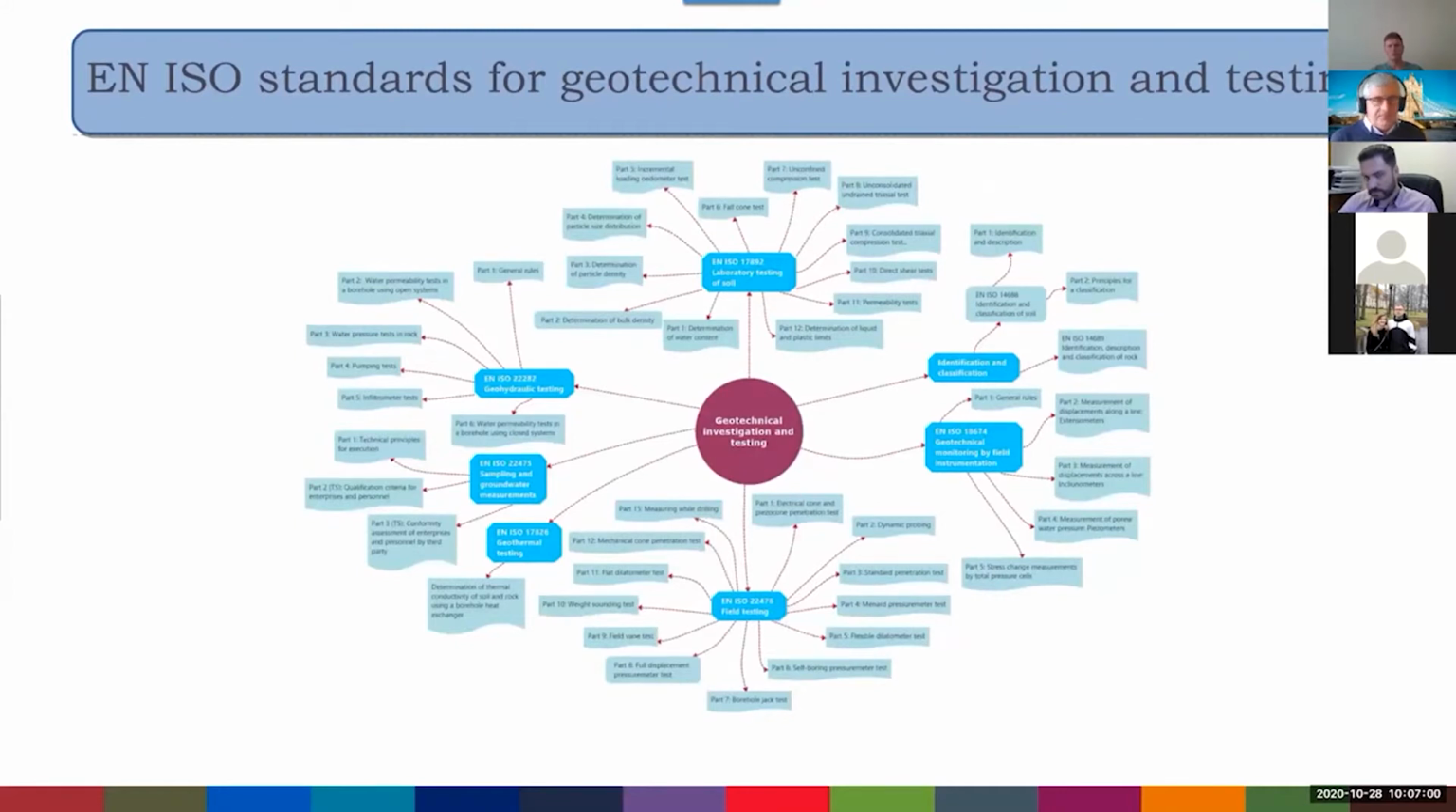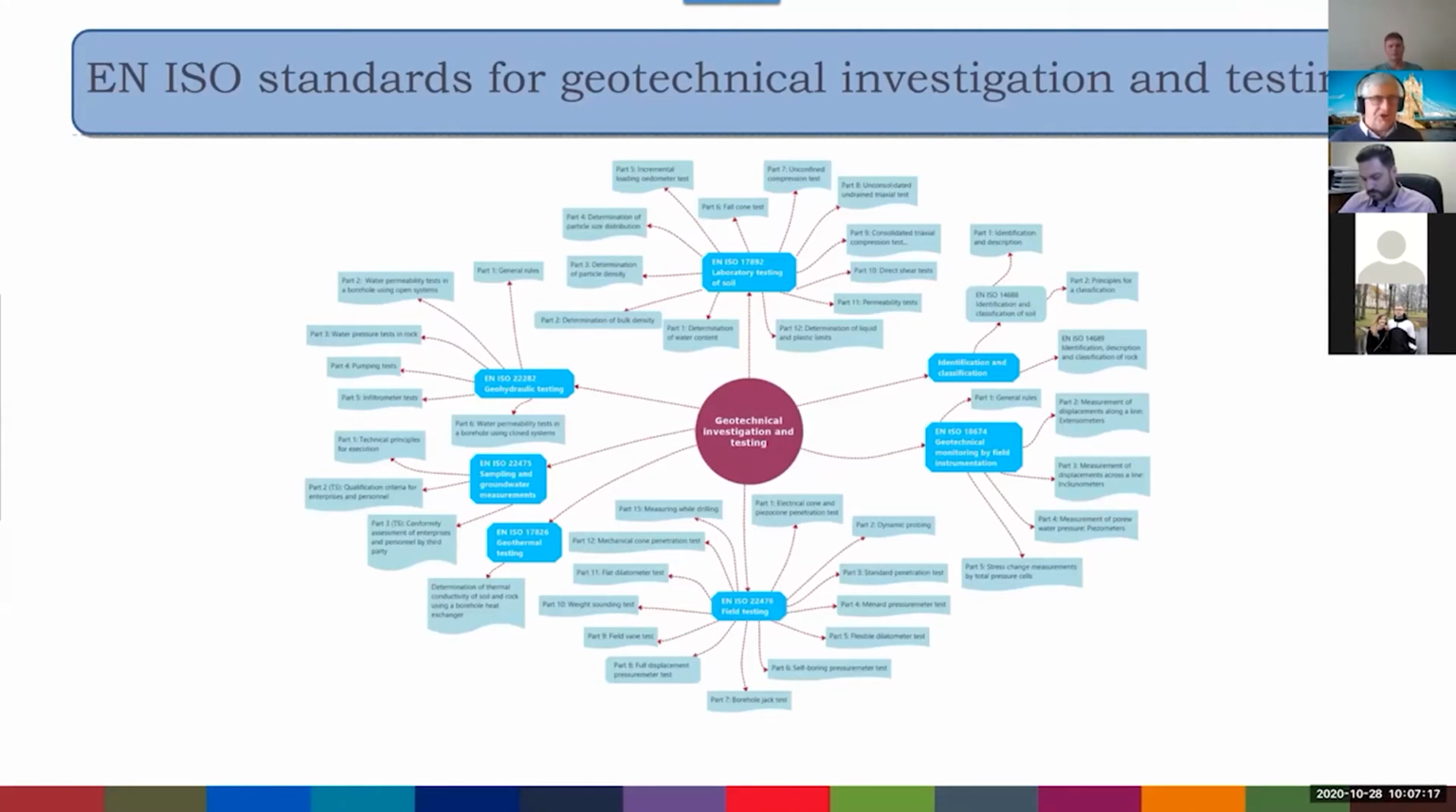Now, this diagram is very complicated. It's basically a chart showing you all of the geotechnical investigation standards all on one slide. They're grouped into different categories.